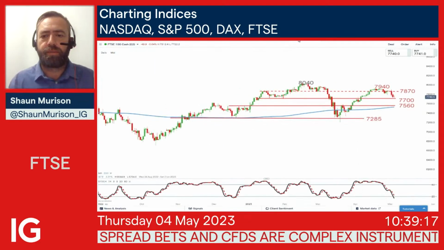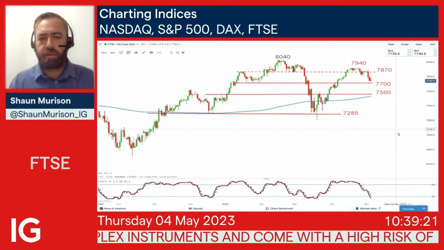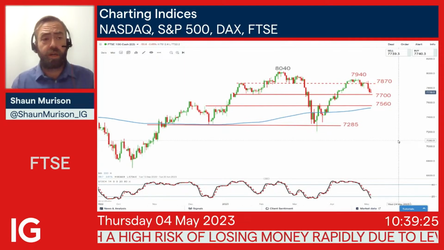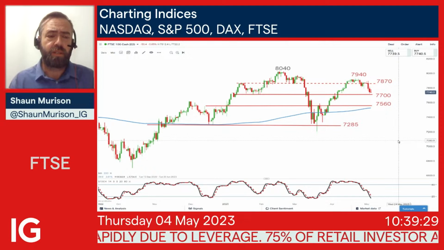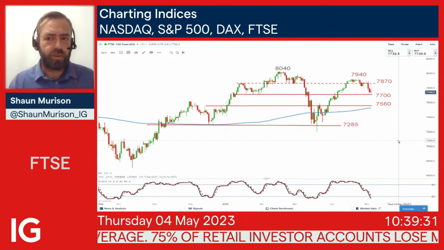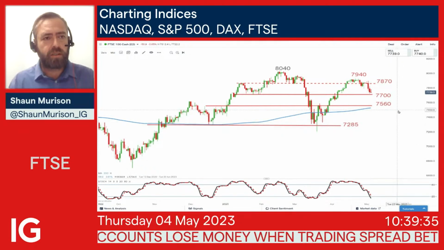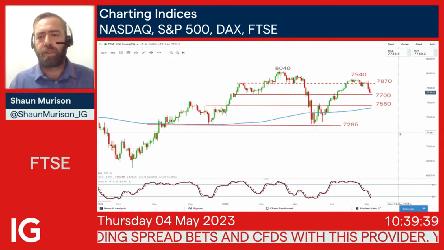Now, FTSE 100, it's another one where the argument is that the bias is slightly to the upside in terms of the longer term trend, but there is a case to be made that this is a bit of a broad range-bound, sideways environment, in which case we trade between the levels. Now, we are trading close towards a level right now at the 7,700 mark. We're about 40 points above.